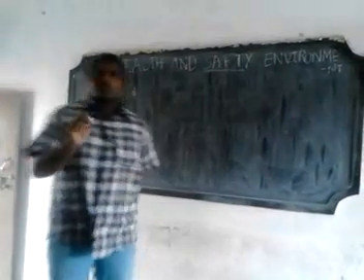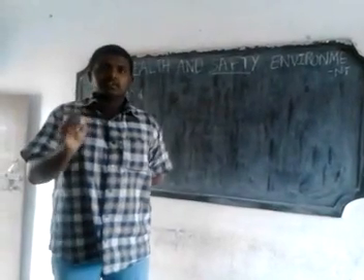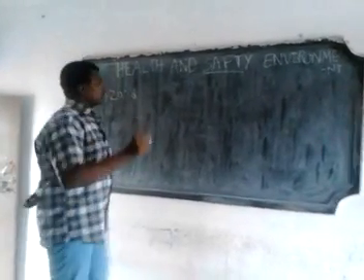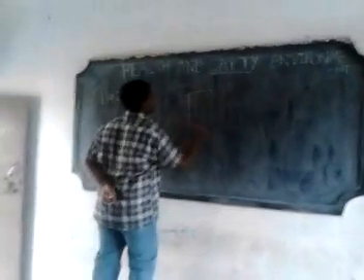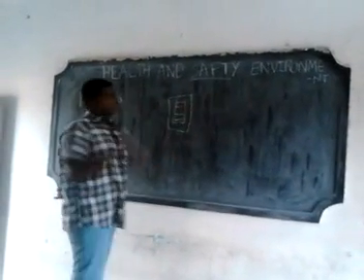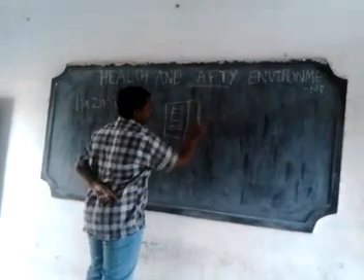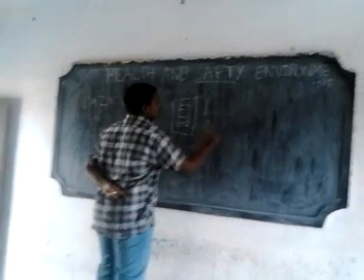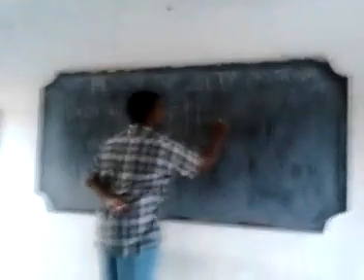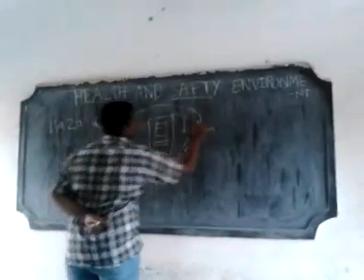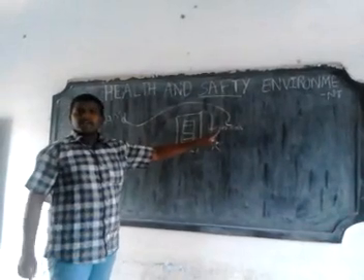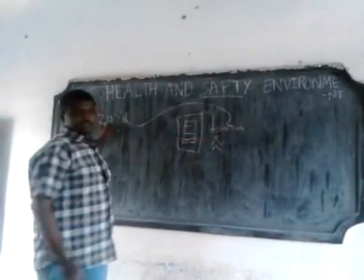Hazard means something which causes an accident. For example, in a building construction, some things are falling from above. If there is land below, this falling thing can be a hazard for this land. The thing which causes an accident is called a hazard.